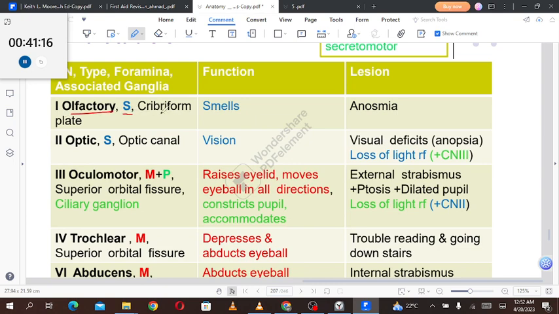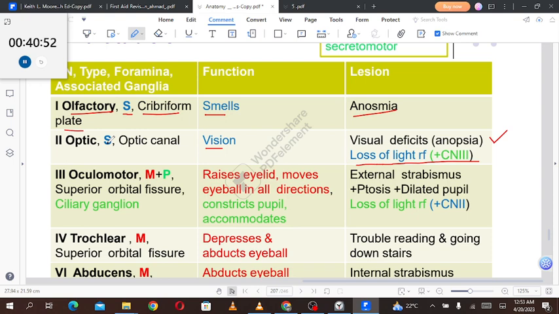It is sensory and it passes through the cribriform plate. The function is to smell, and a lesion will cause anosmia. The optic nerve is also a purely sensory nerve. It passes through the optic canal. The function is vision, and a lesion will lead to visual defects, anopsia, or loss of light reflex, because the optic nerve is the afferent limb of the light reflex.